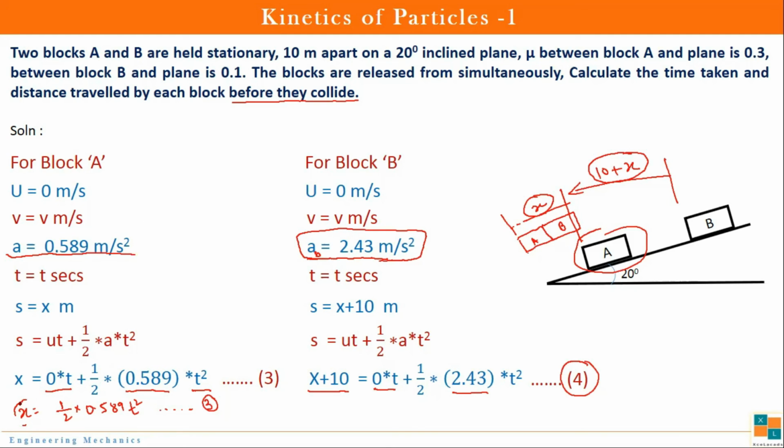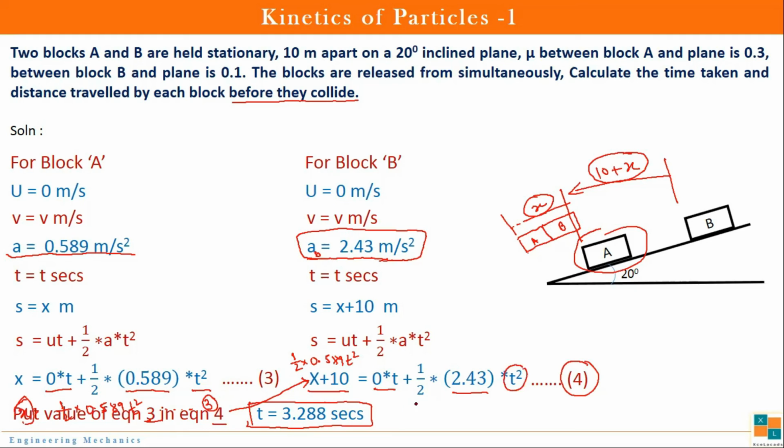Now from equation number 3, I can substitute the value of x as ½ × 0.589 t² in equation 4. So put the value of equation 3 in equation 4. Now if you observe this equation, the unknown is t, and solving it I will get the answer for t as 3.288 seconds. So this completes our first answer, that is, calculate the time taken.